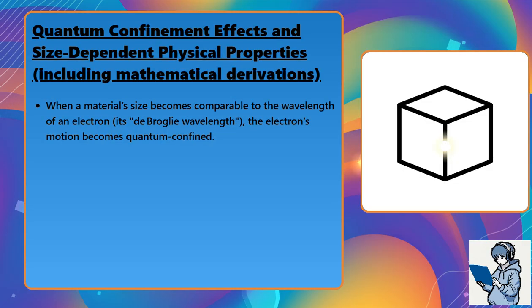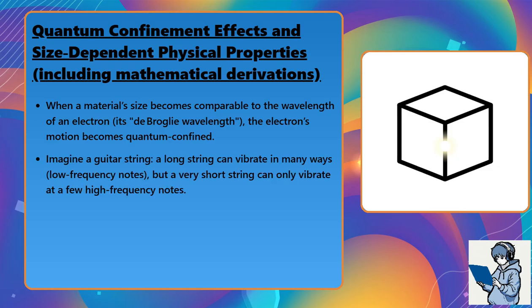When a material's size becomes comparable to the wavelength of an electron, its de Broglie wavelength, the electron's motion becomes quantum confined. Imagine a guitar string. A long string can vibrate in many ways, low-frequency notes, but a very short string can only vibrate at a few high-frequency notes. Similarly, electrons in a nanoparticle can only occupy discrete energy levels.